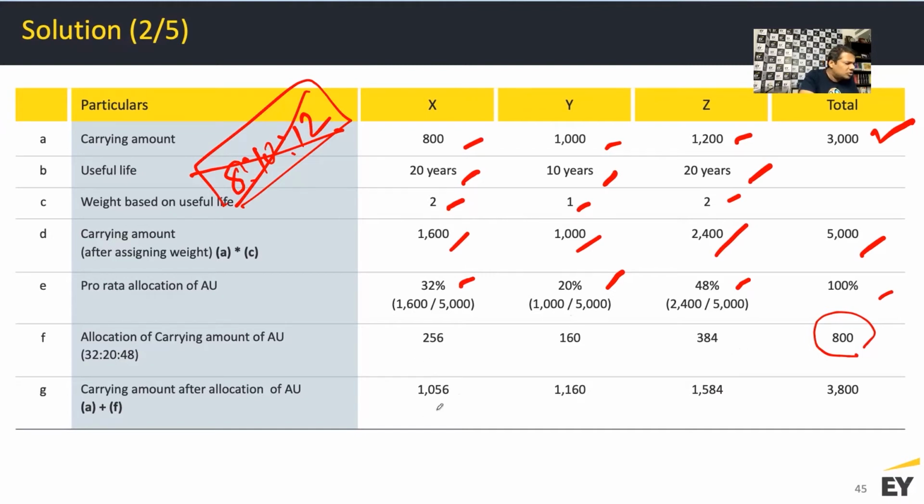So my carrying amount after allocation is 1056, 1160 and 1584. That is a total of 3800. Now the other corporate unit, the information suggests it cannot be allocated on a reasonable basis, and hence I have to do that on a totality basis. But first, what I can allocate, I need to do the impairment testing at that level, and that means that I'm going to now compare the carrying value with the recoverable amount for XYZ.